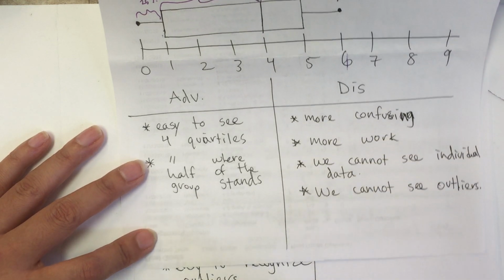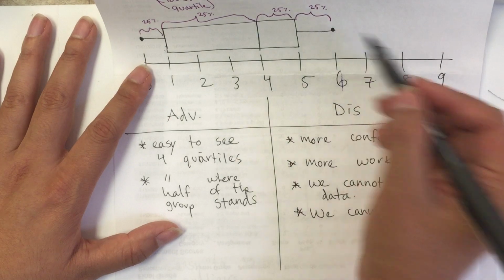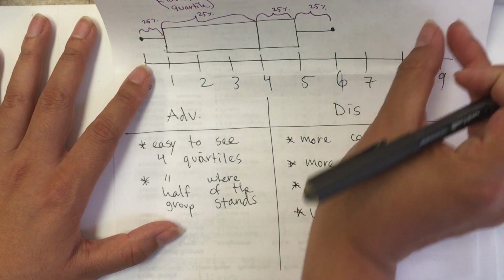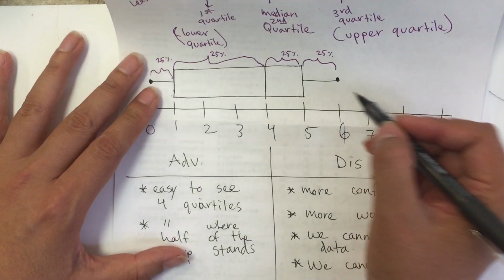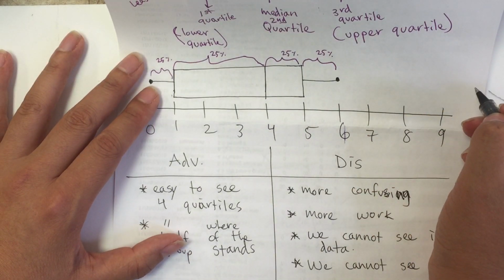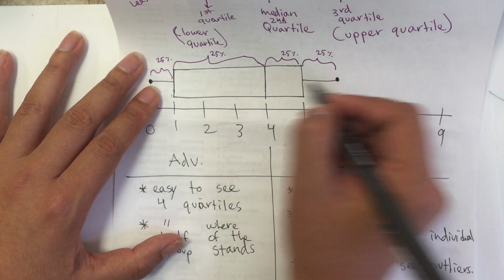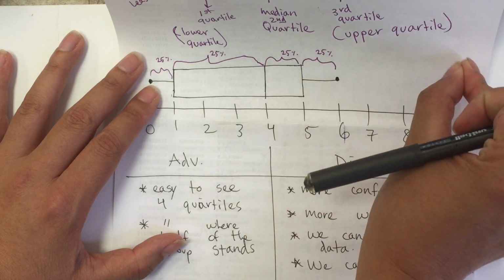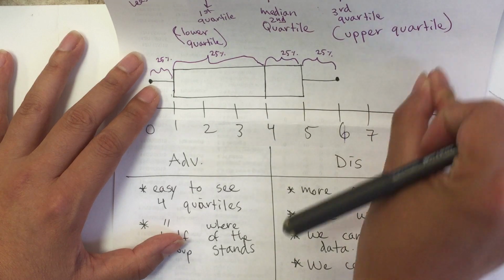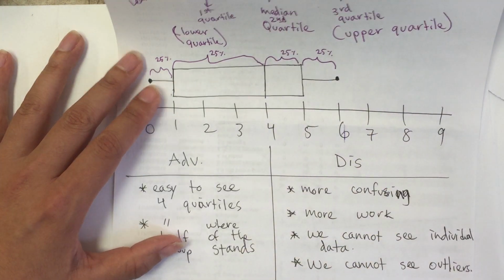Why can't we see outliers? Because let's say that if this was all the way to 25, we don't know if there were many other numbers in the middle, right? Let's say that one person reads 25 books and the whisker is like this. But again, that will be 25%, and we don't know if there were many close to the 25 or it's only one person. We can't see that.